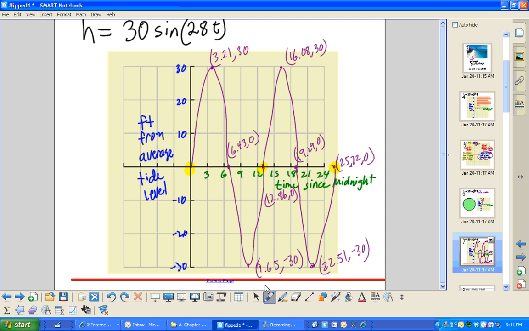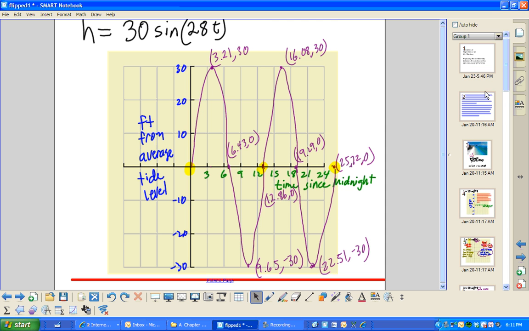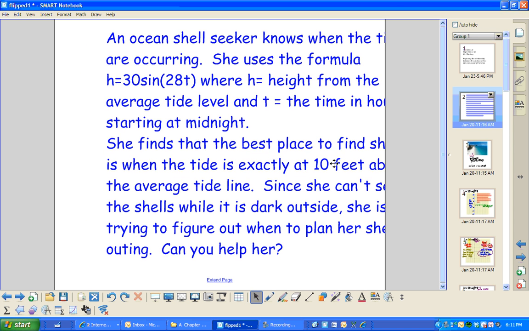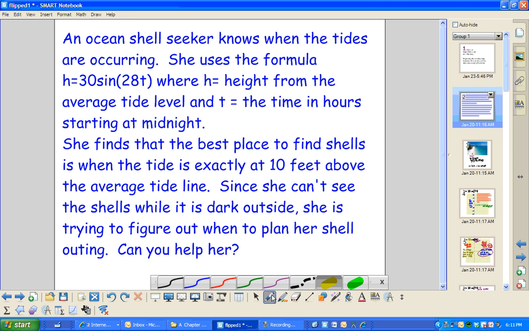Okay, and our question, let's go back to our question and just refresh our memories. They have this formula, and 10 feet above, exactly 10 feet. So that's what we want to know. And not when it's dark. Okay, so only 10 feet above when it's light.